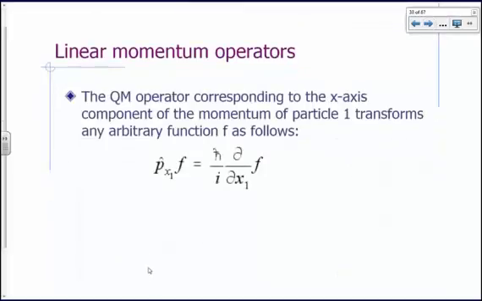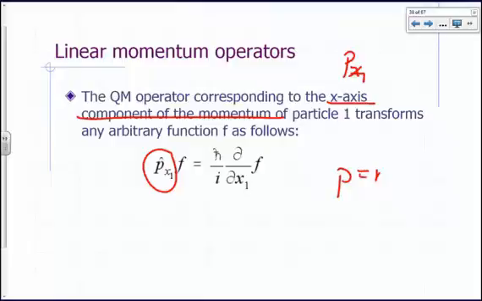Now let's look at linear momentum operators. The quantum mechanical operator that corresponds to the x-axis component of the momentum, that is p sub x, of particle 1, transforms any arbitrary function as follows. What is momentum? Mass times velocity, right? So the momentum p sub x is mass times velocity along the x-axis. If you're dealing with multiple particles, you have to specify which particle you're dealing with. So let's just put a 1 there, to emphasize particle 1, since there might be other particles in our system.